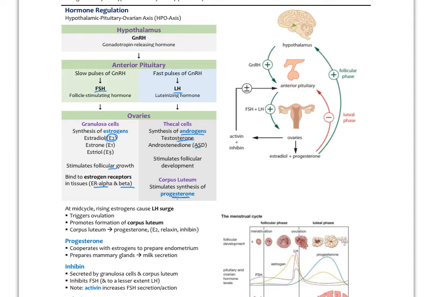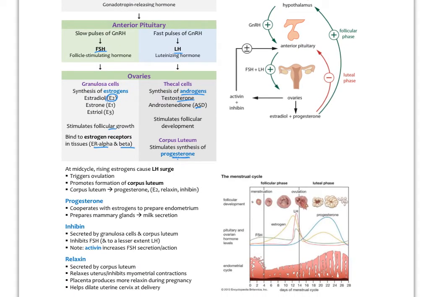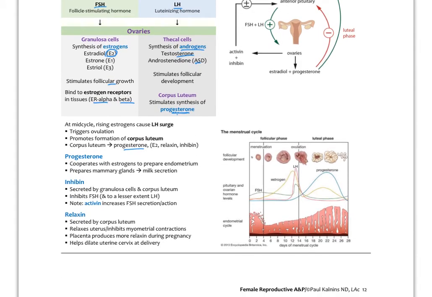Remember, progesterone is more of an upstream hormone, upstream from the androgens, so we'll be getting large amounts of that being secreted. At mid-cycle, the rising estrogens are what are going to cause a surge in LH, and that's what's going to trigger ovulation, and that's also going to promote the formation of the corpus luteum. And again, the corpus luteum is going to secrete primarily progesterone with a little bit of estradiol, relaxin, and inhibin. Now, progesterone really is going to cooperate with estrogens to prepare the endometrium. We'll go through that process just coming up. It also prepares the mammary glands in the breast to secrete milk.